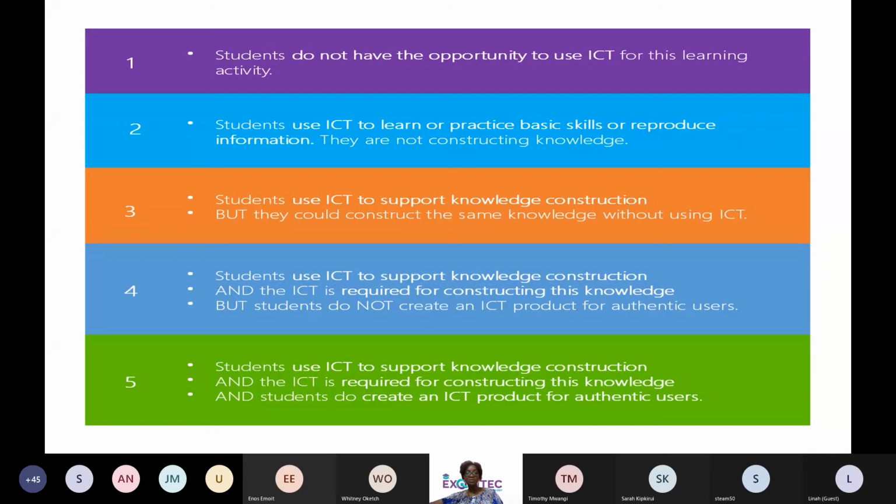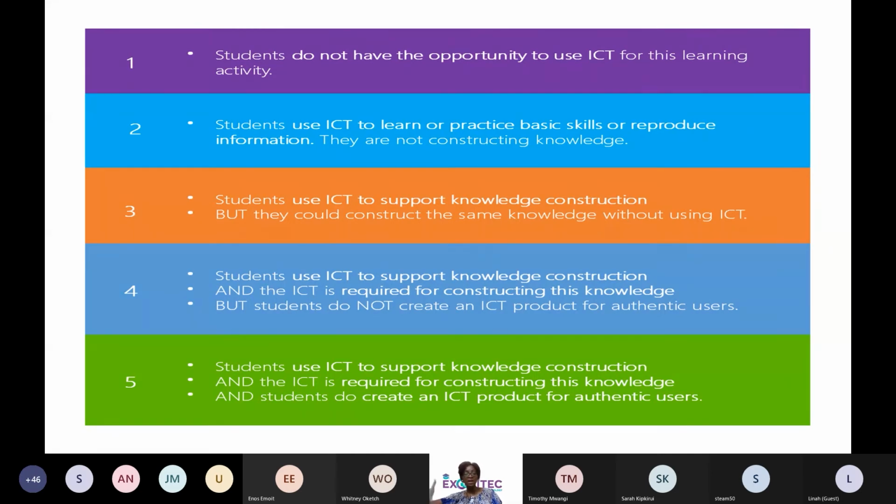So when students use ICT to support knowledge construction, for instance, they go online, find information, build, write reports and all that, at that level they're supporting knowledge construction. And so at level 3, they're not just reproducing information, but they're also building knowledge using ICT. Then at level 4, yes, you've moved beyond just supporting knowledge construction. ICT is required for constructing this knowledge.